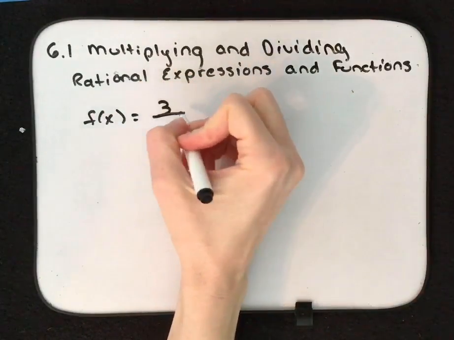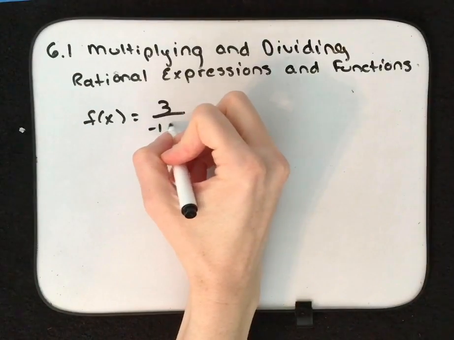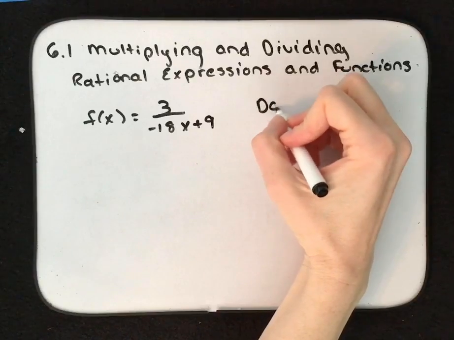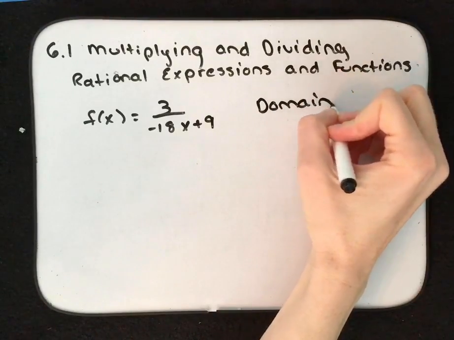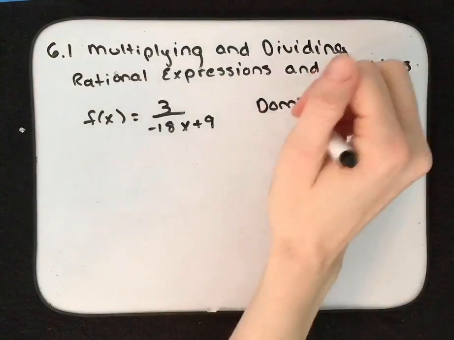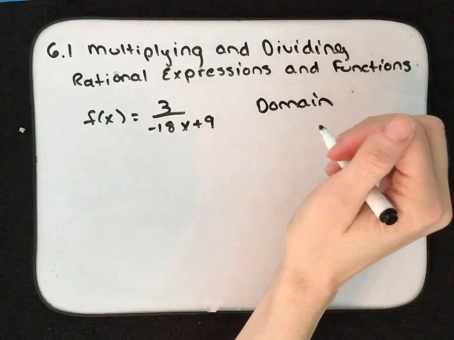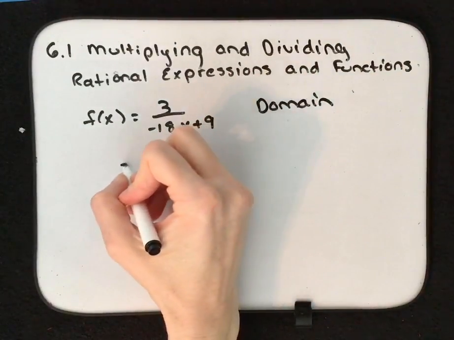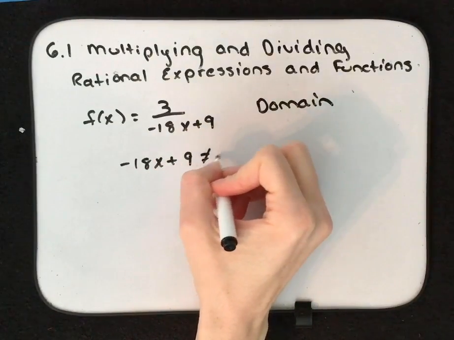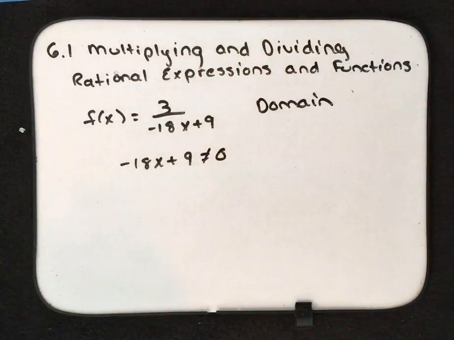So here we have 3 over negative 18x plus 9. If we look at the domain, it refers to the x values that you can use for the x variable. So we're looking at the x values. When we look at the domain, we need to look at restrictions. We know that negative 18x plus 9 cannot equal 0. You cannot have division by 0.